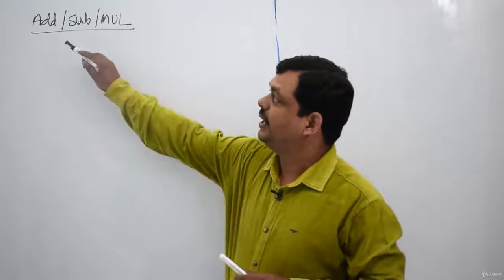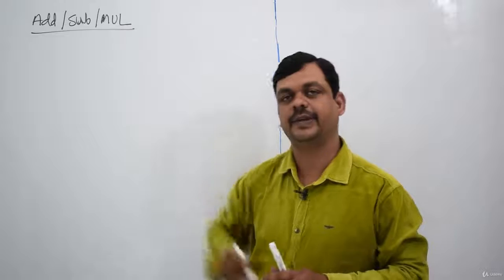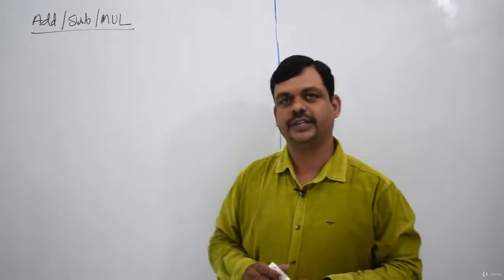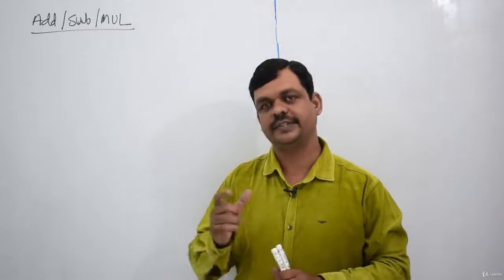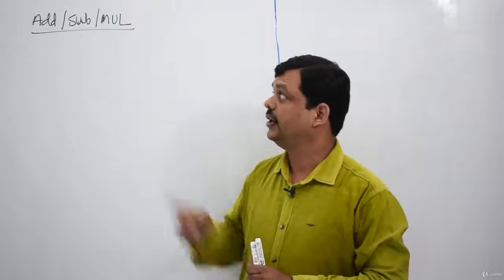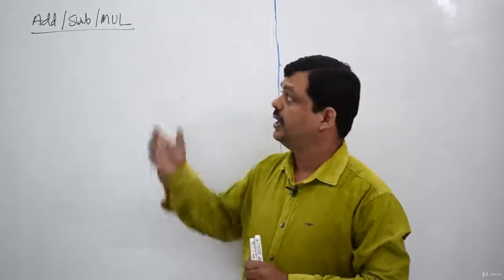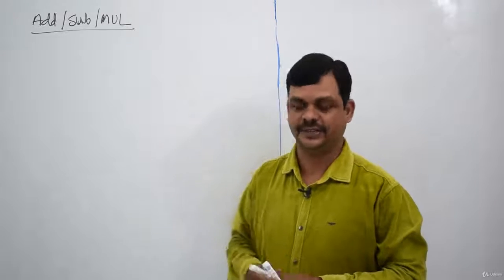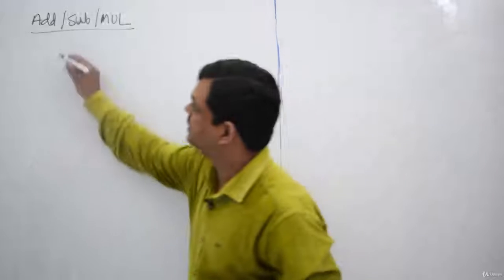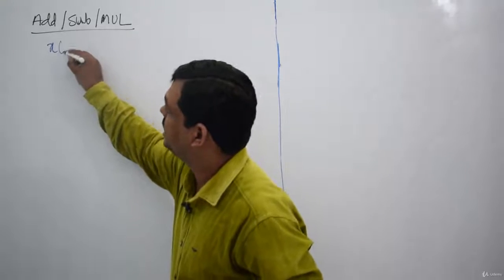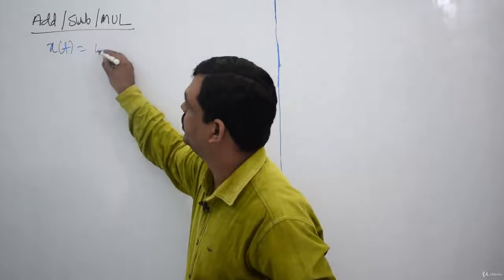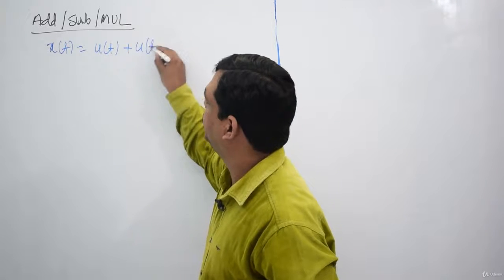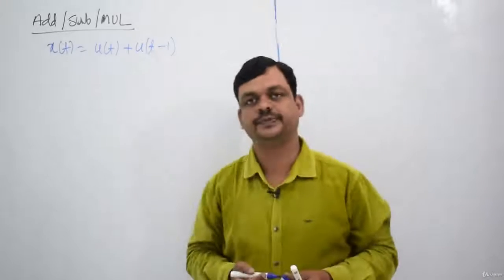Next operations: addition, subtraction, multiplication, shifting, scaling and folding. These three operations deal with single signals only. Here, the operations addition, subtraction and multiplication involve more than one signal. So the operation is like this: x of t is equal to u of t plus u of t minus 1.